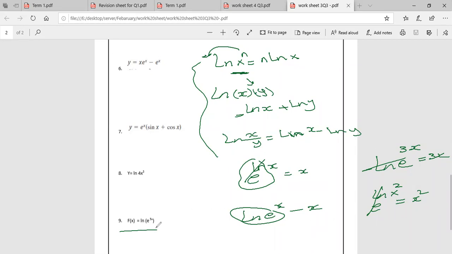Here, who can tell me? What is the rewriting of this function? I use a property. Cancel, it will be what? 5x. Now we can find the derivative of this function, which will be what? 5. How many of you understand?